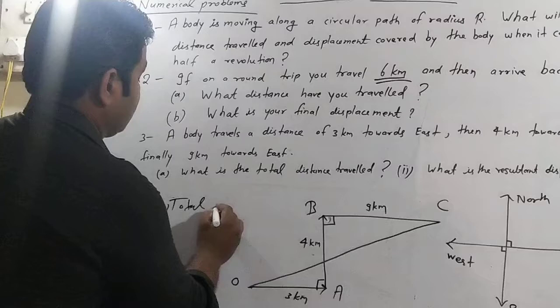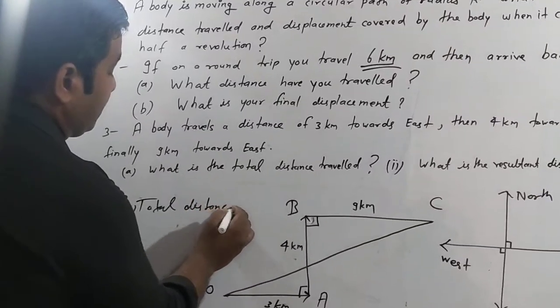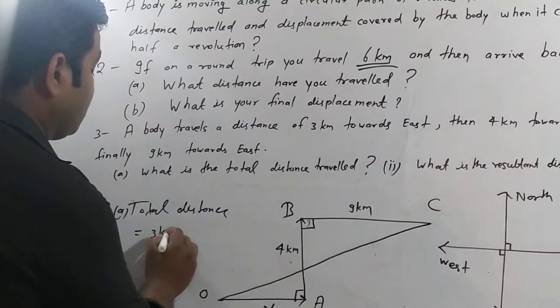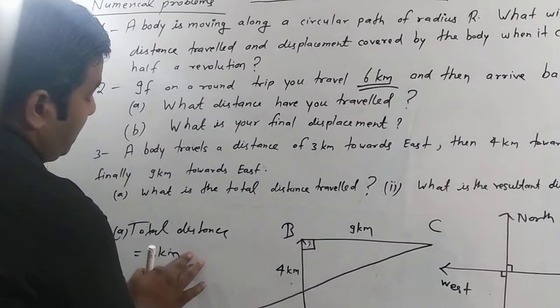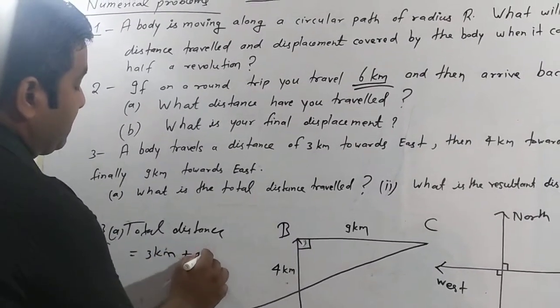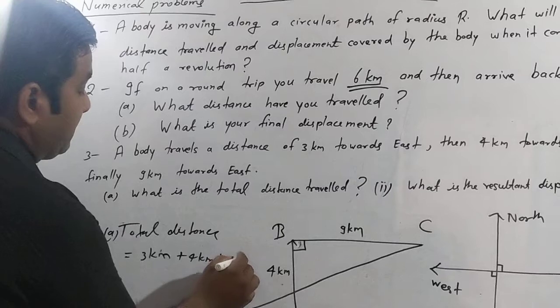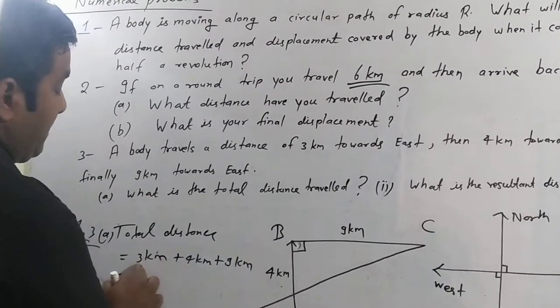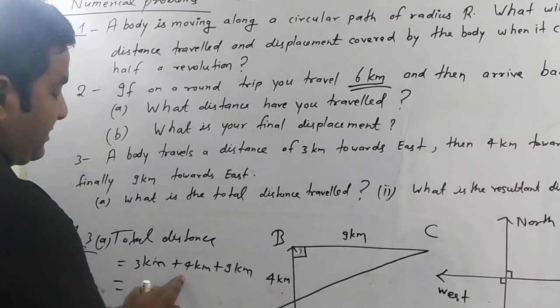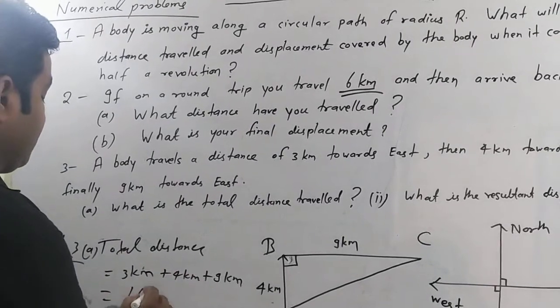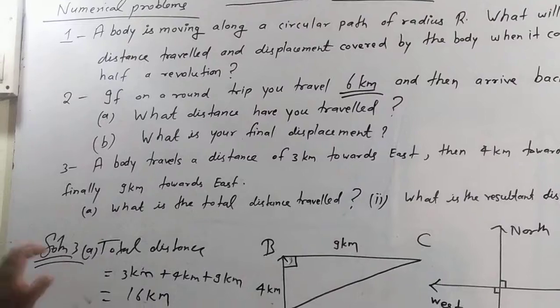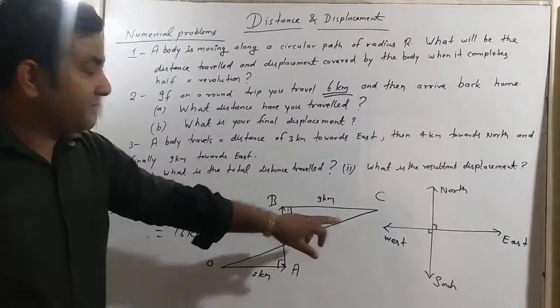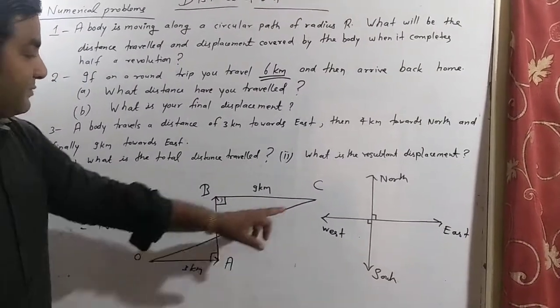Total distance is equal to 3 km plus 4 km plus 9 km. Distance directly adds up. It is equal to 3 plus 4, 7, and 9, 16 km. And displacement means the shortest distance between initial and final position. Initial position O and final position C.